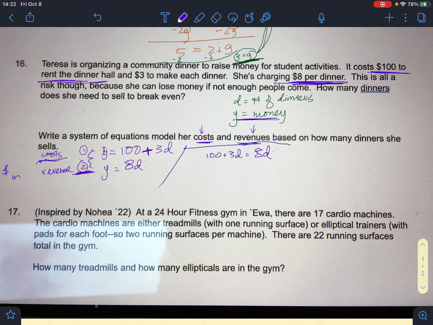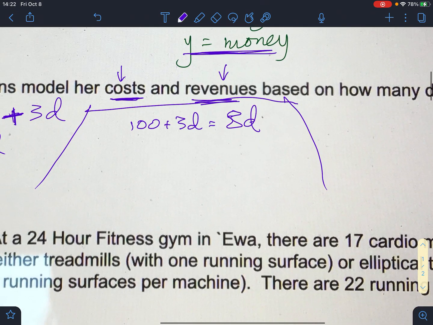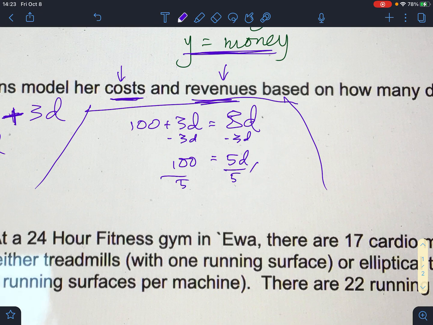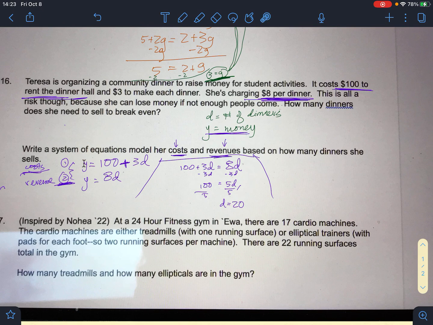Again, this is an equation with variables on both sides. We're going to bring variables to one side, numbers to the other. We've only got 100 over here, we'll leave that as it is. And solve for D: divide by 5 after subtracting 3D from both sides. And D is equal to 20. What does D stand for? D stands for, we have a key right here, the number of dinners.